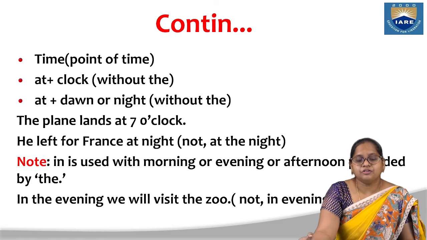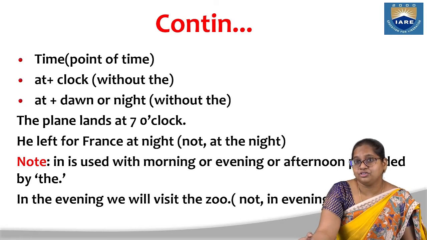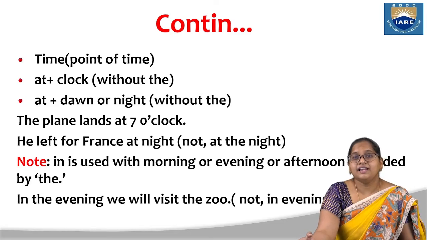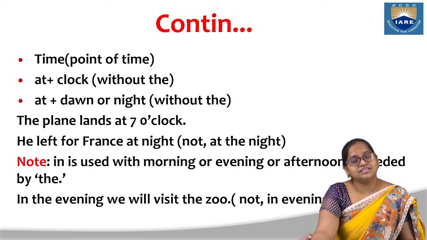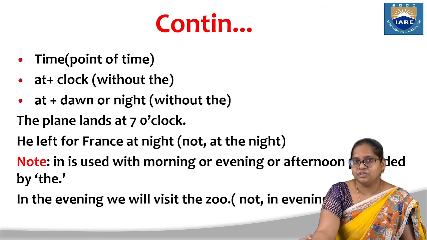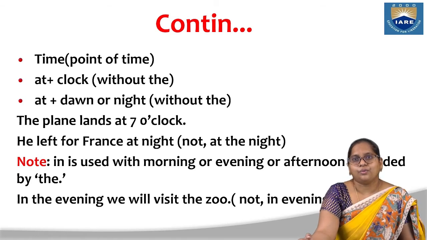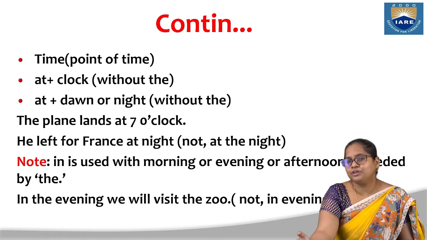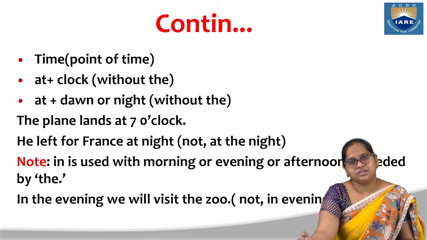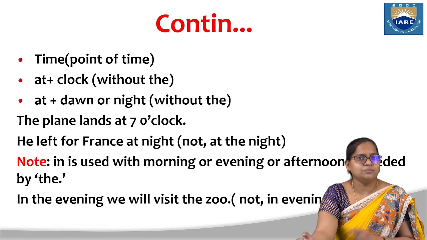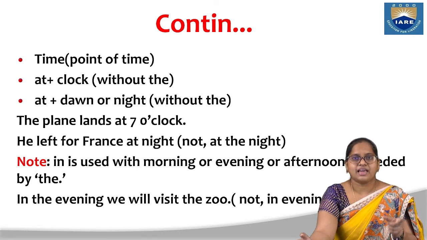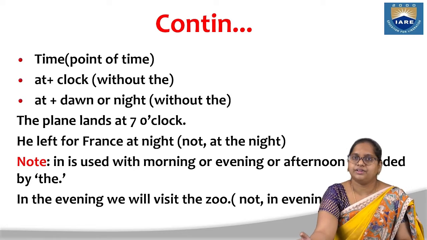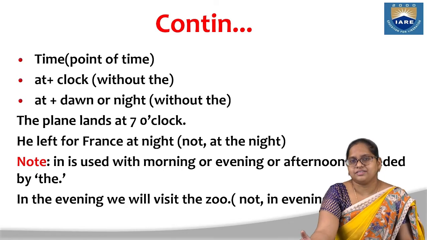He left for France at night. You don't use the definite article. You don't say he left for France at the night. Generally, the definite article is omitted in this case. So when you use at with a point of time, you can omit the definite article. Simply say, he left for France at 5 o'clock at night today. That's all. As simple as that.